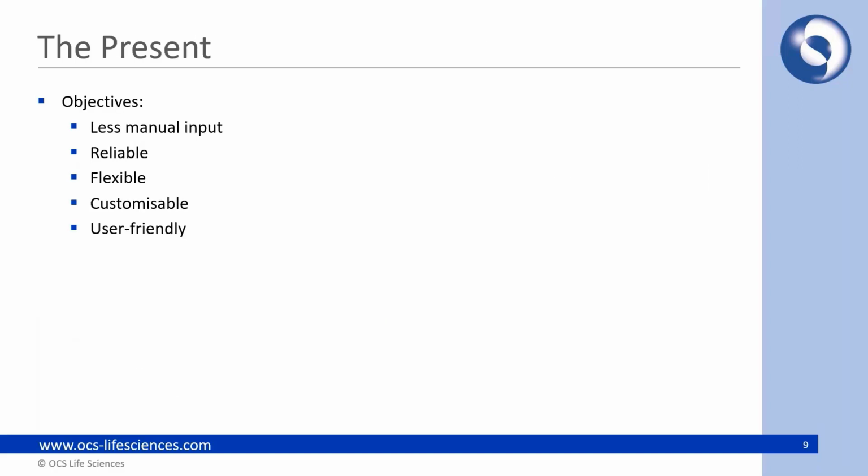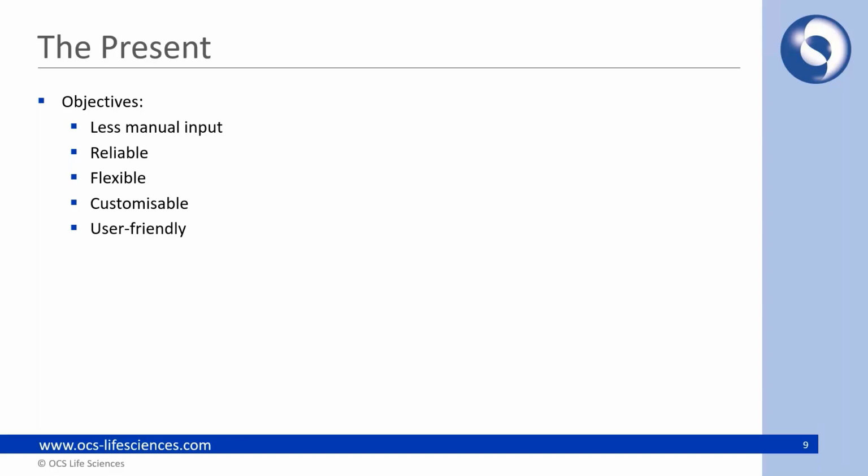For that, we started by establishing some goals for our tool. So of course, we have to get at least as much as we were getting before, but we want to reduce our manual input as much as possible. We want the information that is being automated to be 100% reliable. We want a tool that is flexible and customizable to different studies. And of course, we want to keep that user friendliness.